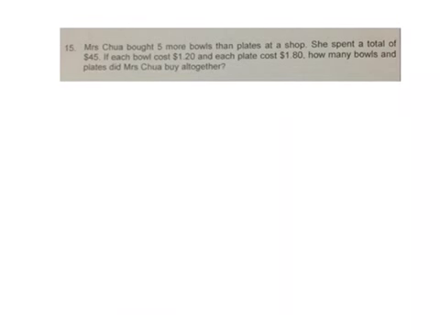Question 15 uses two skills that we have learned. It uses the first skill of stacking, remember drawing the model and stacking it, and also the skills of sets or groups. So let's read the question. Mrs. Chua bought 5 more bowls than plates at a shop. She spent a total of $45. If each bowl costs $1.20 and each plate costs $1.80, how many bowls and how many plates did Mrs. Chua buy altogether?